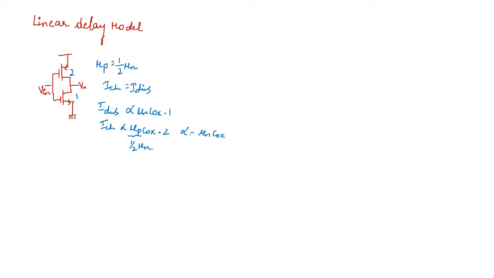Also here we can say that the resistance of any transistor, let's say NMOS, is proportional to 1 by mu N C ox W by L. The resistance of the PMOS is proportional to 1 by mu P C ox W by L. Since W by L of NMOS is 1 and W by L of PMOS is 2 and mu P is equal to half mu N, R of NMOS is equal to R of PMOS.